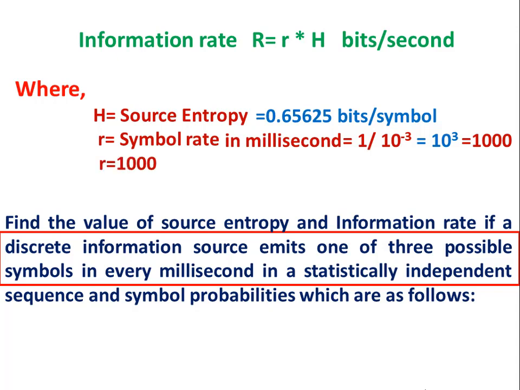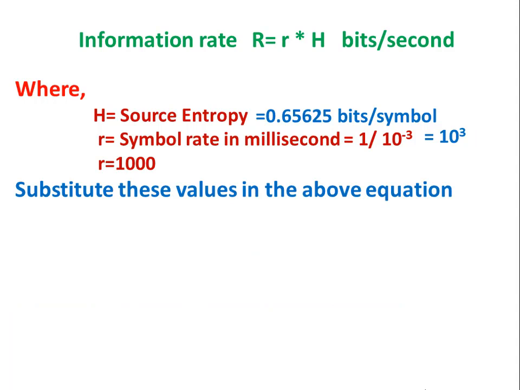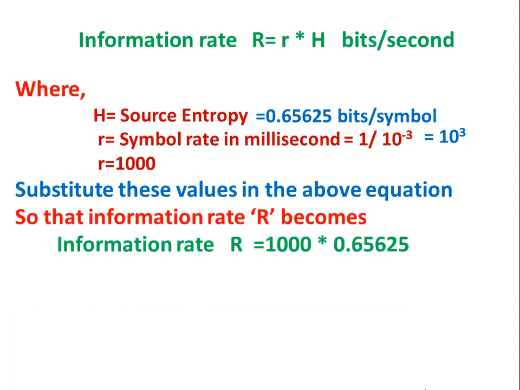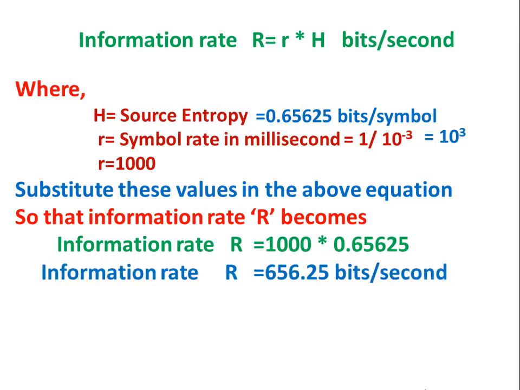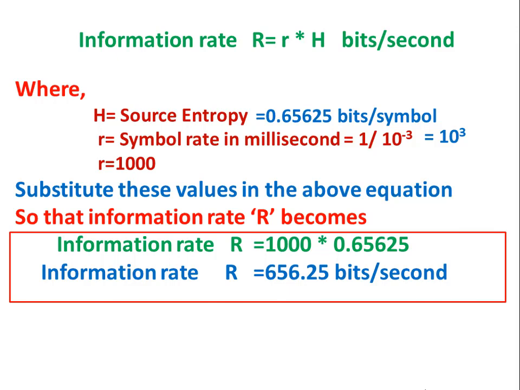Now by using the value of source entropy and symbol rate, we can measure the information rate. Substitute the values of r and H in the above equation, so that information rate R is equal to 1000 into 0.65625. After multiplication, information rate R is equal to 656.25 bits per second. This is how we have to find the value of information rate.